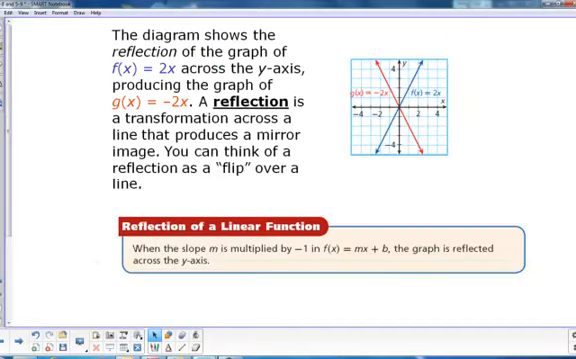And the last type of transformation is a reflection. If you multiply the slope by a negative, you have a reflection across the y-axis. So your b would be the same, and then your reflection is on the y-axis.